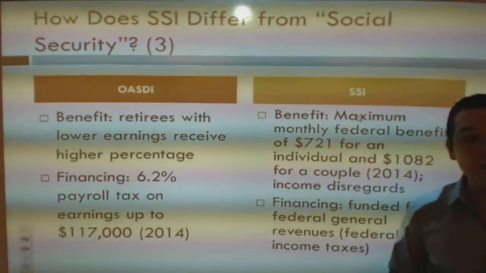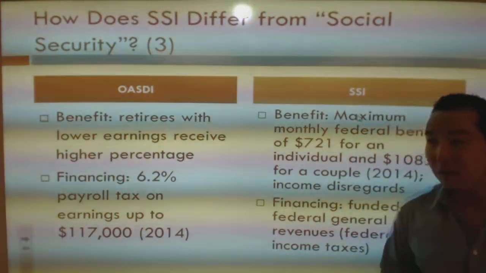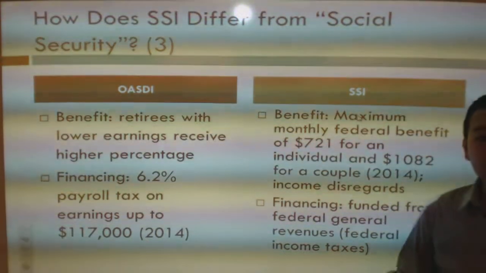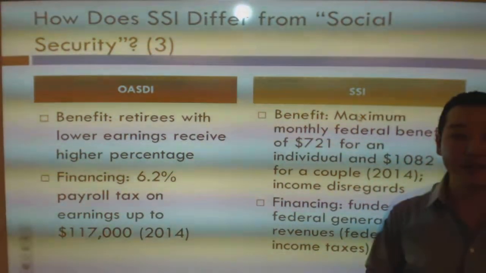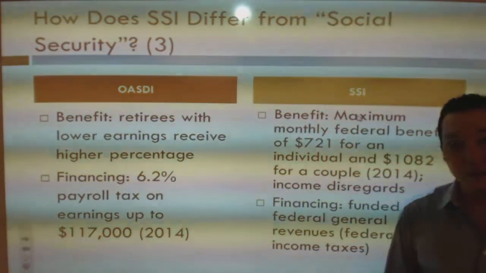And of course, the way in which the two programs are financed is different. With the social insurance program, we have a FICA tax, that 6.2% tax that works more favorably for the higher income worker. But there's no such financing in the way of SSI. It's just general revenue funding that comes out of our general revenue taxes.